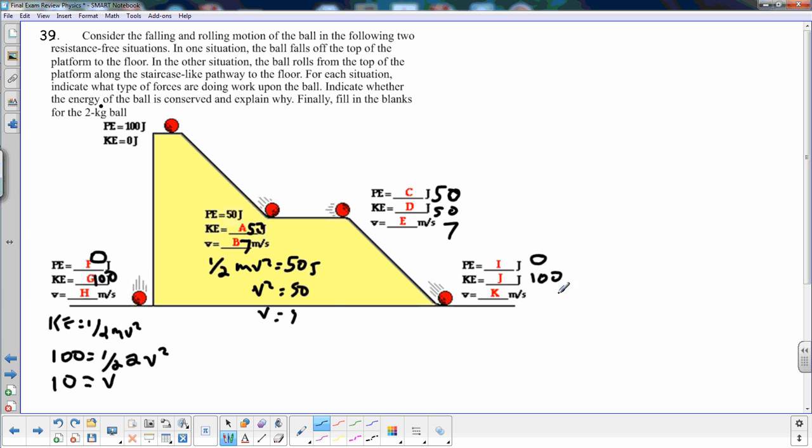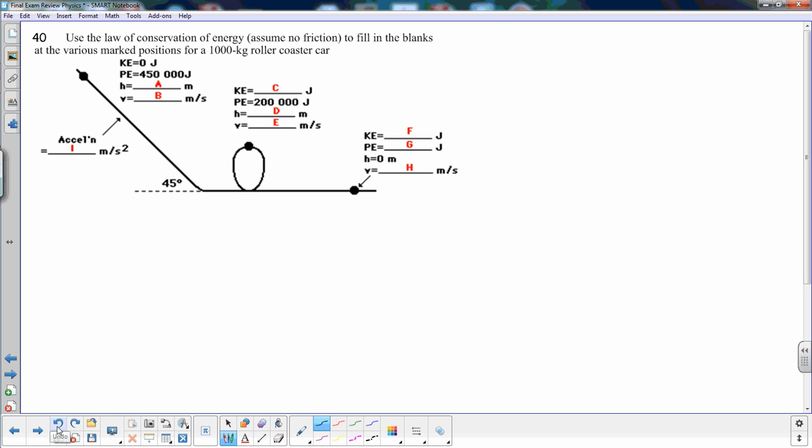Our height is going to be MGH, 20 meters. Our velocity, we're going to use this to do 1/2 mv squared. And our mass is 1,000. So 250,000 times 2 divided by 1,000. Because now, multiply that by 2 on both sides, then divide by the m. Now you can take the square root. It's going to be 22 meters per second.